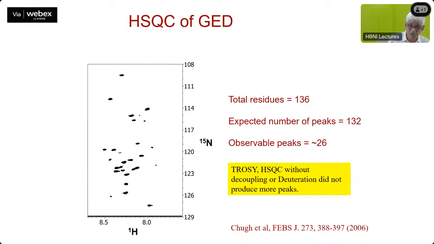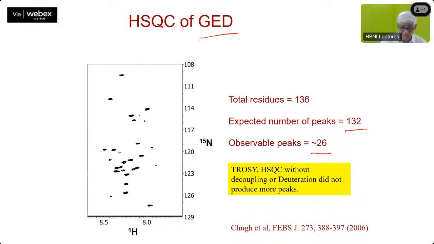He expressed this particular domain of this protein and recorded the HSQC. It has 136 residues, so you expect 132 peaks, but you only saw 26 peaks. Everything else has formed an aggregate, an assembly, a large system. A big dark matter, as I said, but a certain section of the protein is still flexible, and those 26 residues you are able to see. TROSY HSQC without decoupling or deuteration did not produce any more peaks. It did not help, because this size has become far too large for any of those things to work.